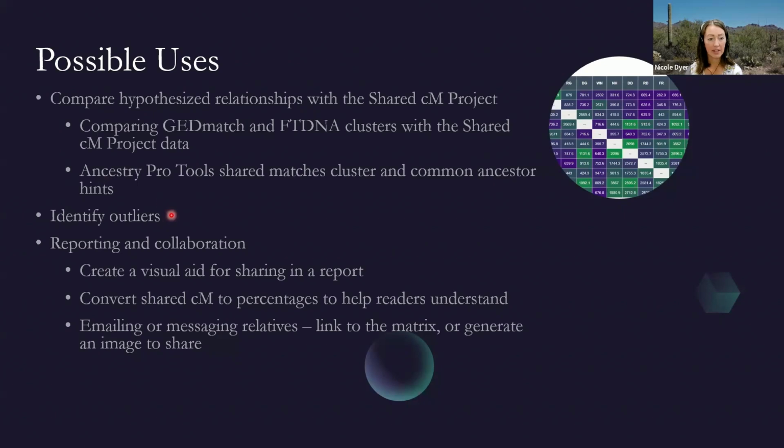And this kind of thing can help you identify any outliers or any problem matches where the data isn't lining up with the hypothesis. And then, of course, the use that this was created for was reporting and collaboration, where Johnny wanted to share a matrix with his close relatives so they could see how much they all share with each other. And this can be used in many different ways, maybe create a visual aid for sharing in a report. This kind of table would be really useful.